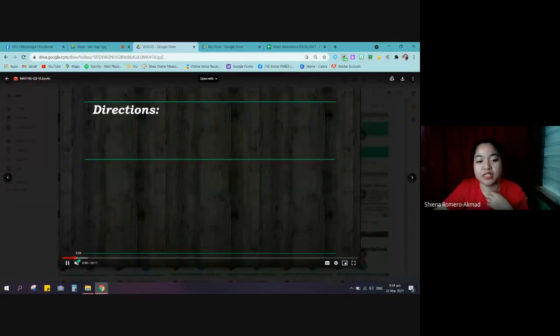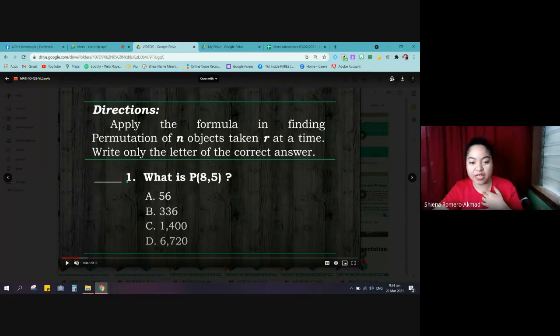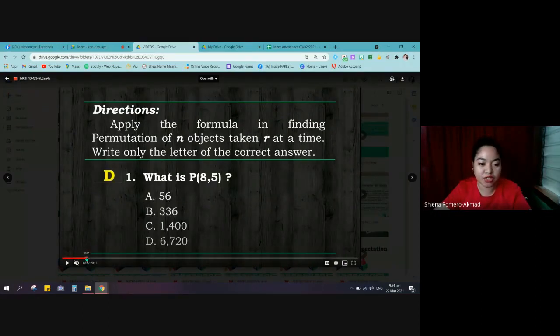So for the pretest, what is permutation of any taken 5 at a time? Ayan, natin yung sagutan. Let's proceed first to the lesson.